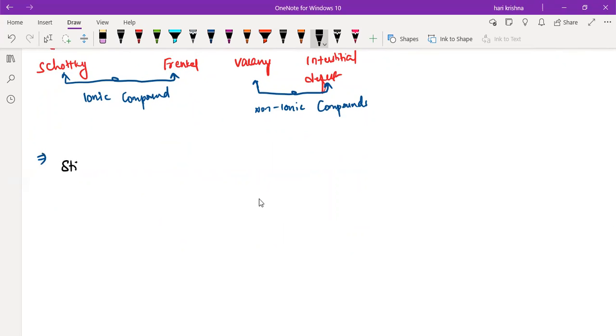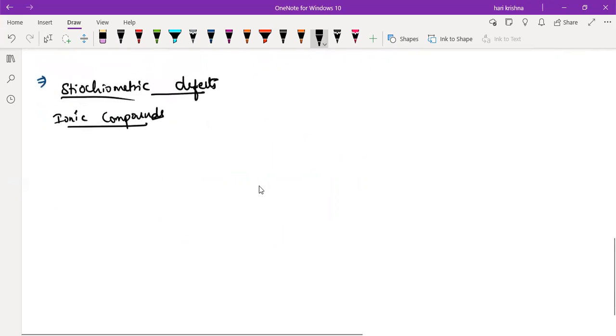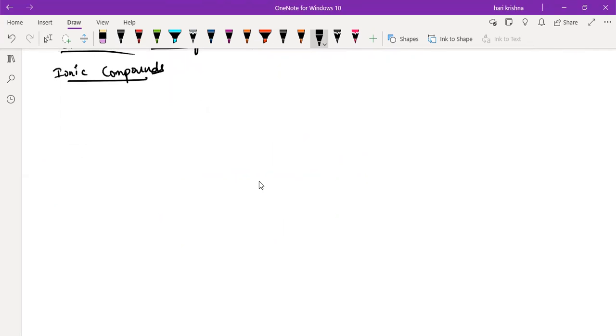So if it is a stoichiometric defect, what are the classifications? Schottky and the Frenkel, right? In that, first we'll study only the ionic compounds. So defects in the ionic compounds only. Okay, so defects in the ionic compounds are what? The first one is Schottky. The next one is Frenkel.